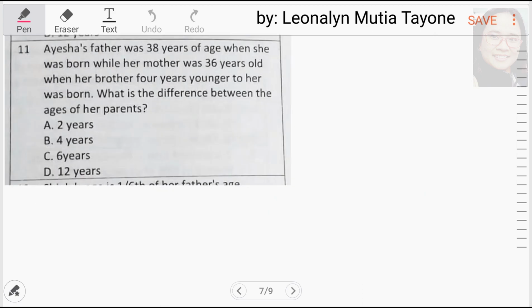Yan na yung sagot. Aisha's father was 38 years of age when she was born, while her mother was 36 years when her brother, 4 years younger to her, was born. What is the difference between the ages of her parents? Is it 2 years, 4 years, 6 years, or 12 years?